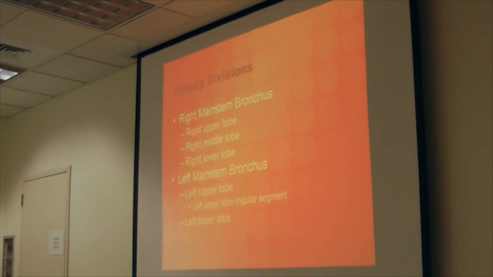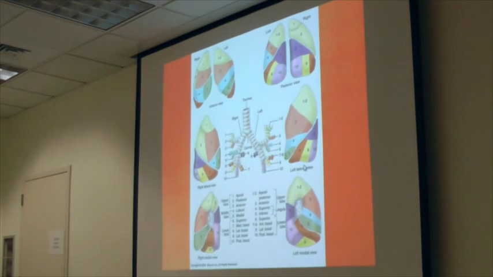All right, and then the airways divide from the mainstem bronchi into lobar bronchi. So on the right side, we have 3 lobes: the right upper lobe, the right middle lobe, and the right lower lobe. In the left lung, there's 3 lobes, but it's named differently because of the way it branches. So we say we have a left upper lobe. Instead of saying left middle lobe, we call it left upper lobe lingular segment, and then the left lower lobe. So why does it have that name?